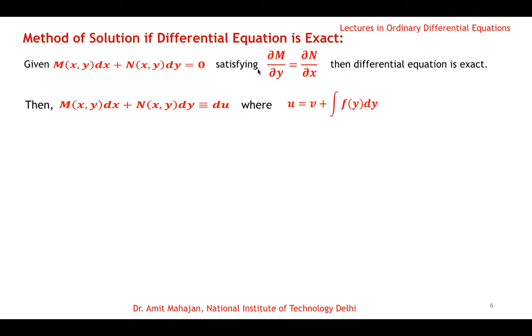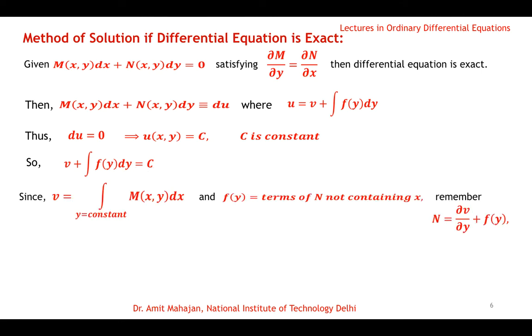So now, given this satisfying the condition, the differential equation is exact, then that means the left hand side can be written as du, where u we said is v plus integral fy dy. So immediately we know that du is equal to 0, and we can integrate to find u is equal to constant. But u, we have said, is v plus integral fy dy, so the solution is actually v plus integral fy dy equal to constant. And what is v? We said we choose it as integral of m dx treating y as constant, and fy are the terms of n not containing x.